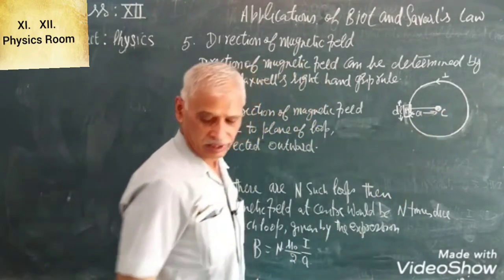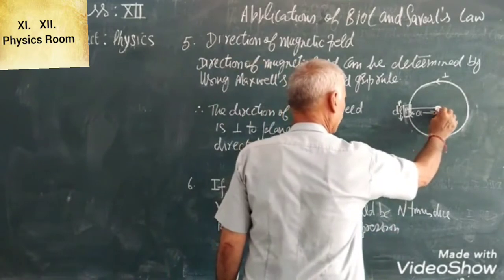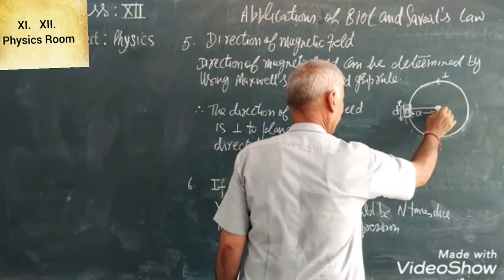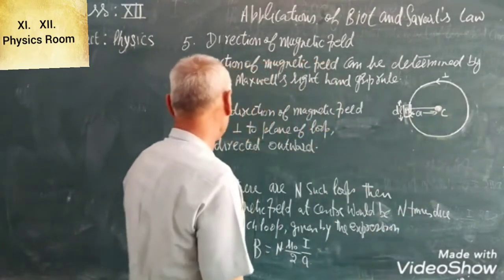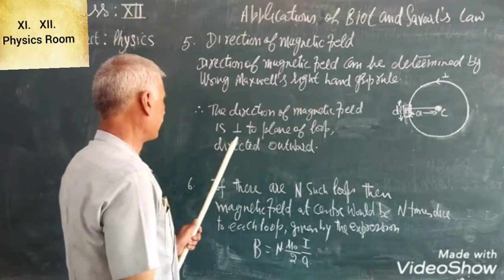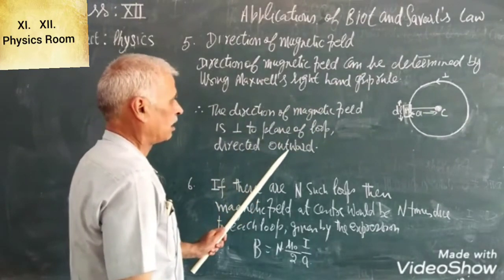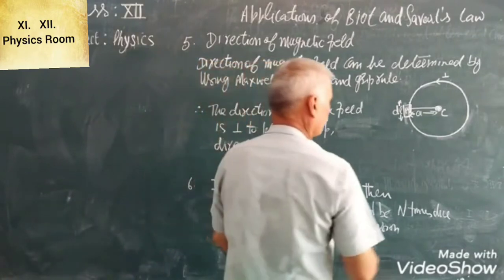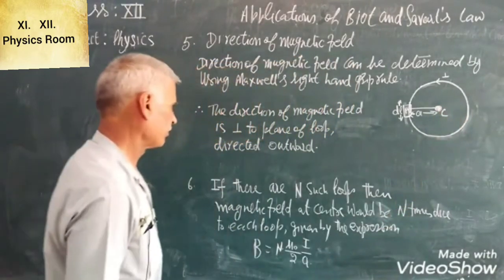So the magnetic field is directed outward. Outward, we put a dot here for the outward side. So the direction of the magnetic field is perpendicular to the plane of the loop, directed outward. So it will be outward, bahar ki taraf, outward. It will be outward.